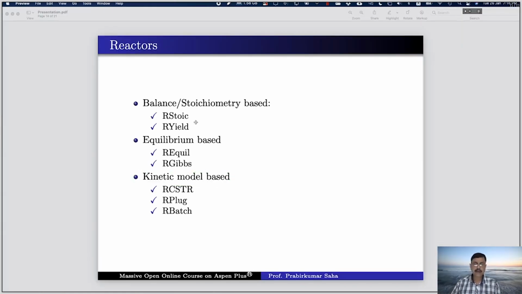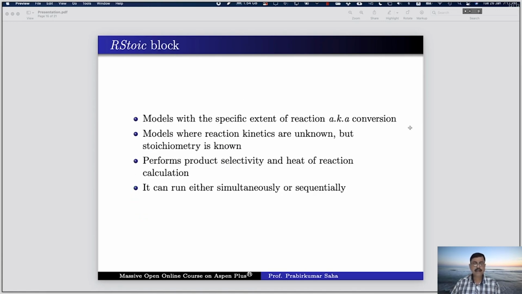So we will learn them one by one. First we will learn this balanced or stoichiometric category, then we will learn the equilibrium based category, and then finally we will learn the kinetic model based category. First is the RStoic block.